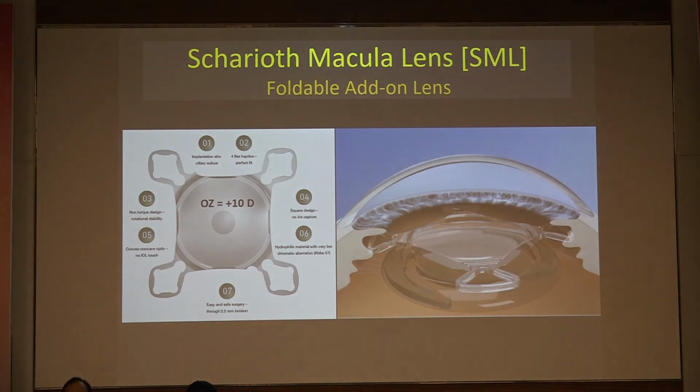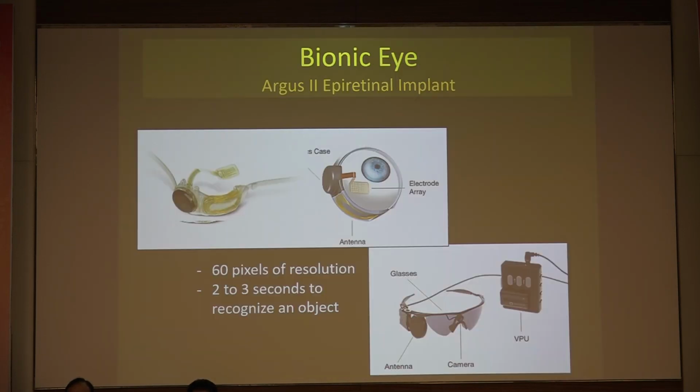Okay, we're going to skip this slide, and then this is the new one which has come about 2 or 3 years ago. This is the Shariath Macula lens, and it is a foldable implant in contrast to the other implants which were solid implants. And this is used as a secondary implant to be implanted in the sulcus, and it has got a central optic zone which is of +10 diopters, and it provides magnification for near. The rest of the implant is used for peripheral viewing. So this is a secondary IOL which is new.